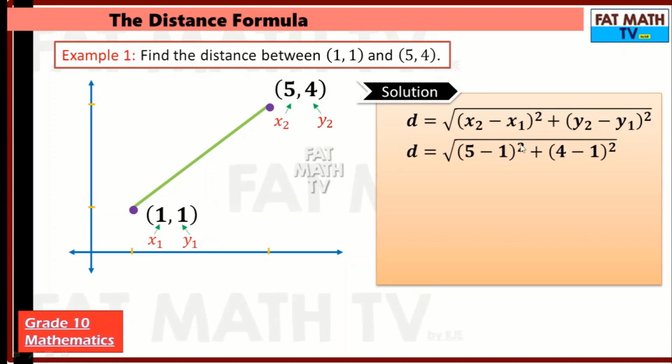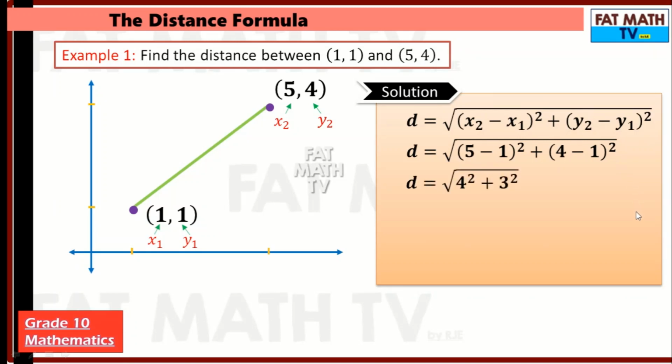X sub 1 is 1. That's why we have this squared plus y sub 2 is 4. Y sub 1 is 1. So you just substitute. And then 5 minus 1 is 4. 4 minus 1 is 3.